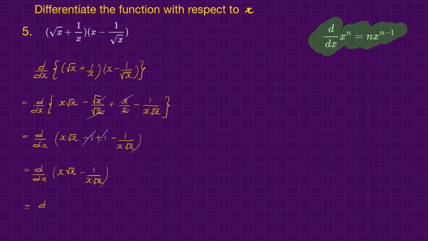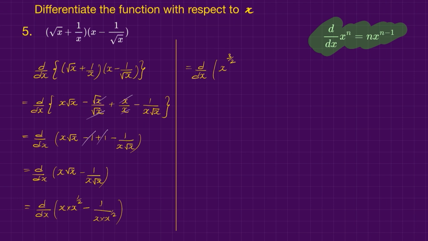This will be equal to d/dx of, now see, x root x can be written as x times x to the power 1 by 2 minus, similarly here in the denominator also we can write x into x to the power 1 by 2. So this equals d/dx of x to the power 3 by 2 minus 1 by x to the power 3 by 2, because the power of x will get added, as 1 plus 1 over 2 is 3 over 2. So this will be equal to d/dx of x to the power 3 by 2 minus, this can be written as x to the power minus 3 by 2.